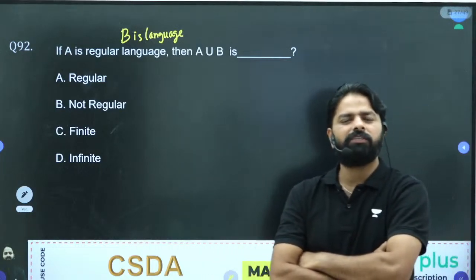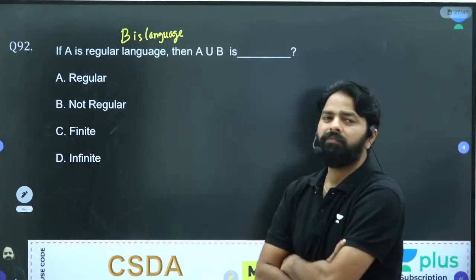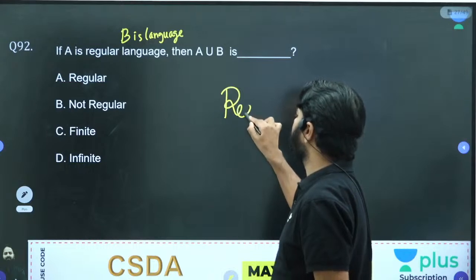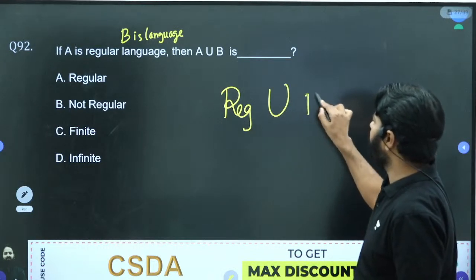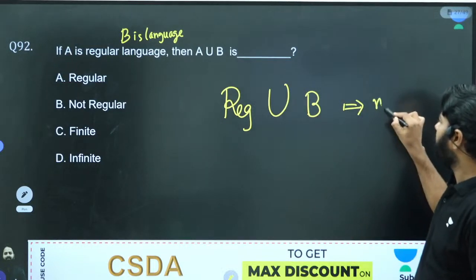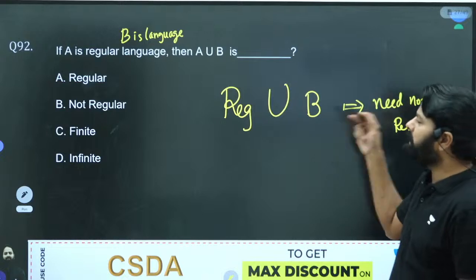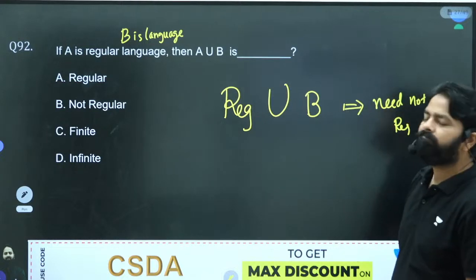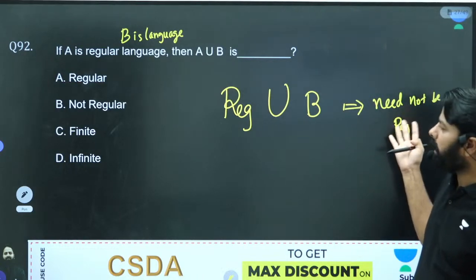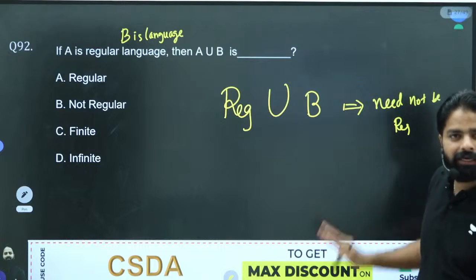So we study regulars, we don't study non-regular closure properties, no? So you may not be aware of that exactly. Regular language union some language B, what will be the result? Can you guarantee regular? Need not be regular. B is unknown, right? If B is regular, then the answer will be regular. But if B is not regular, the result could be anything. So we don't know what happens when a regular language is unioned with an unknown language; the result can be anything.